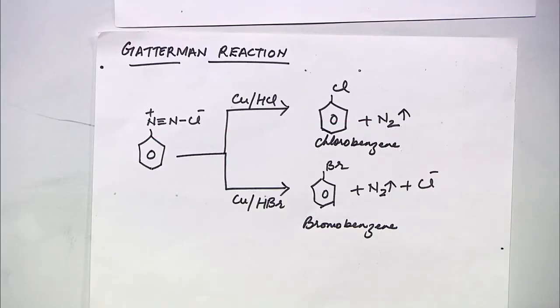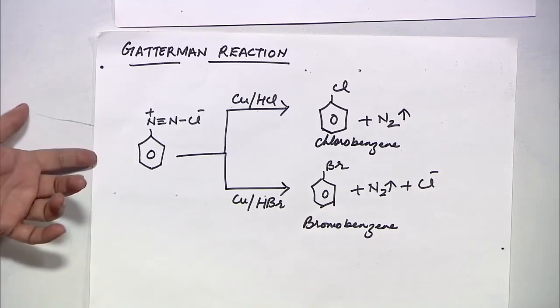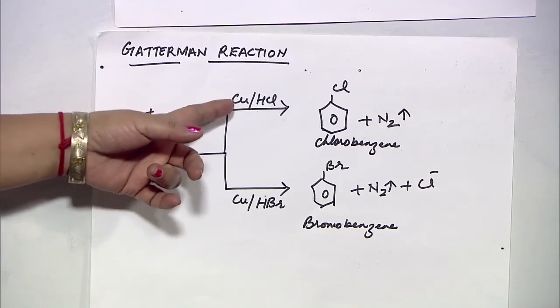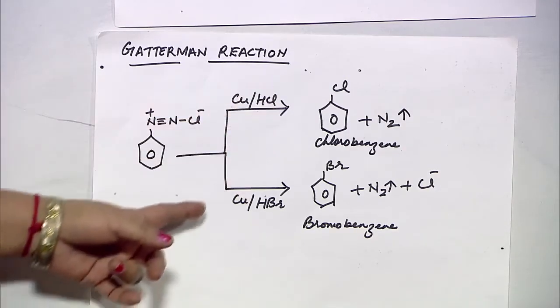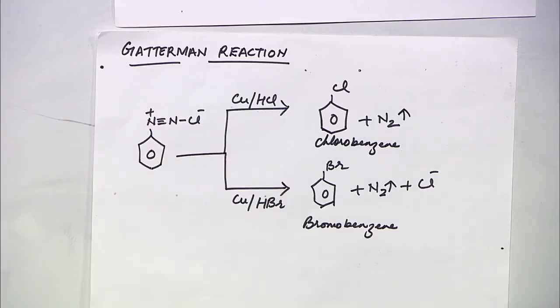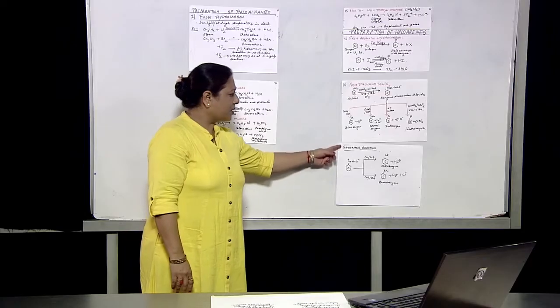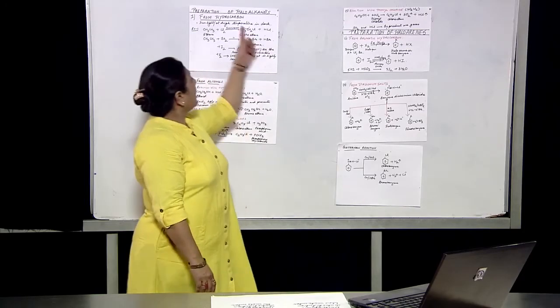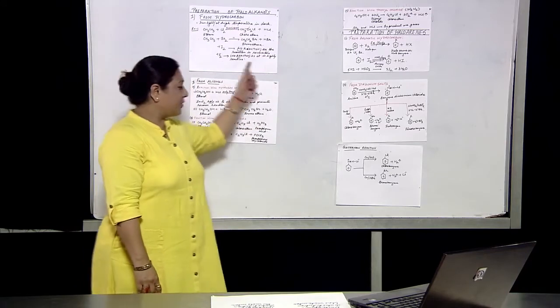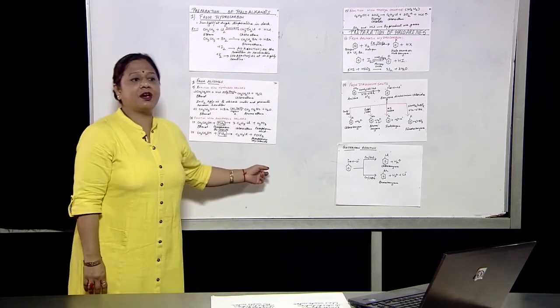Next, you can also prepare chlorobenzene or bromobenzene by the Gattermann reaction, in which you are using copper metal. So you take benzene diazonium chloride and react with copper metal plus HCl, you get chlorobenzene and nitrogen, and when you react with copper metal and HBr, hydrobromic acid, you get bromobenzene, nitrogen and Cl minus. So this is all we have learned, how we are preparing haloalkanes and haloarenes. These are various reactions, you get the desired product.